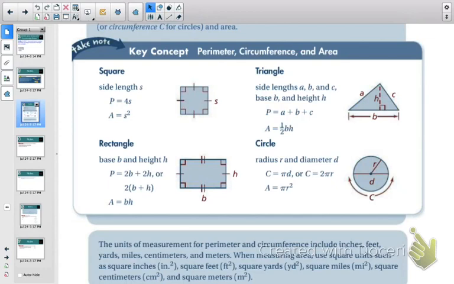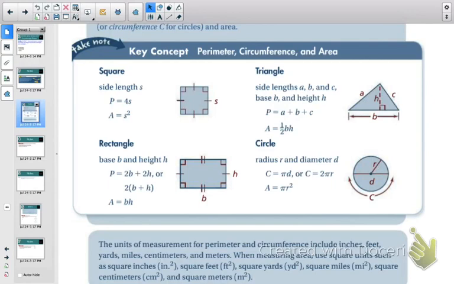For a rectangle, you add up all the sides, so base plus base plus height plus height, since the 2 opposite sides are congruent. Or you can say 2b, because you have 2 of the b sides, plus 2 of the h sides, so 2b plus 2h, or 2 parentheses b plus h. So you could add these 2 together first, b and h, and then multiply by 2. The area of a rectangle is probably the simplest one. You just do base times height, or length times width.